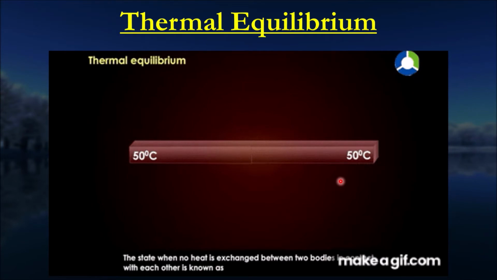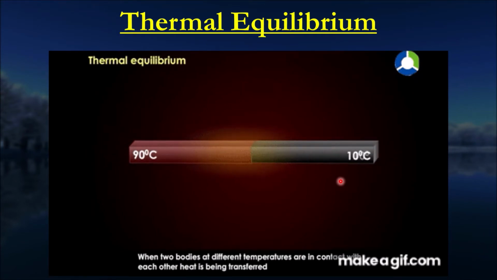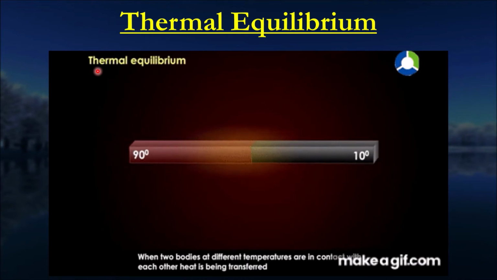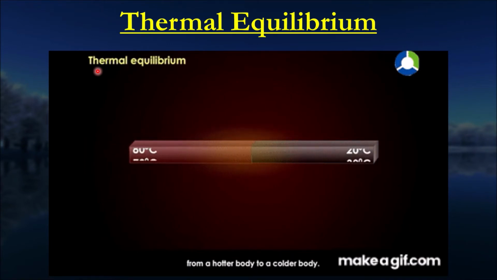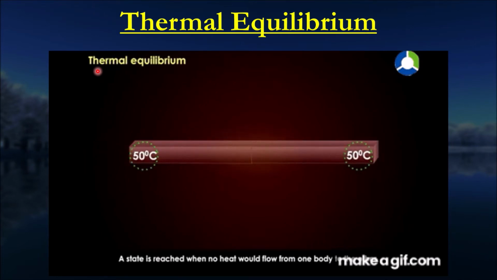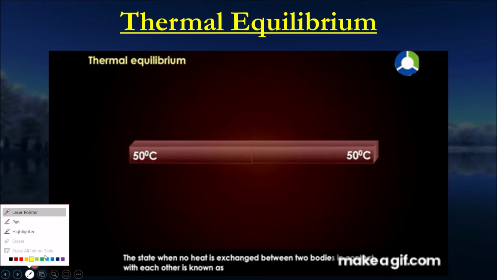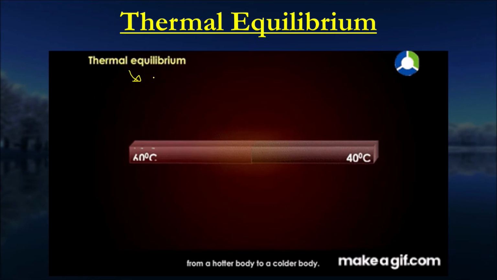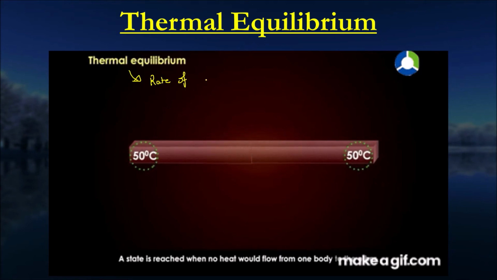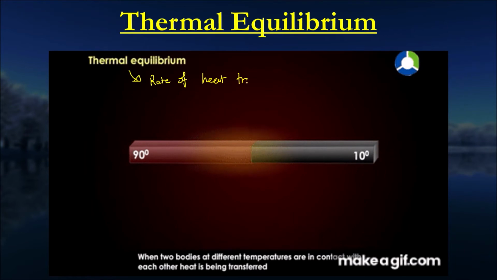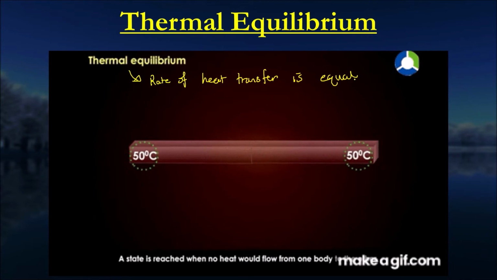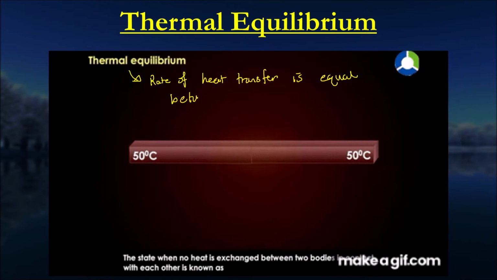Okay, so let's talk about the concept of thermal equilibrium. Equilibrium means everything is balanced. Thermal means heat, right? So when we mean thermal equilibrium, we mean that the heat is equally transferred on both sides. So let's quickly define thermal equilibrium: the rate of heat transfer is equal between the objects.